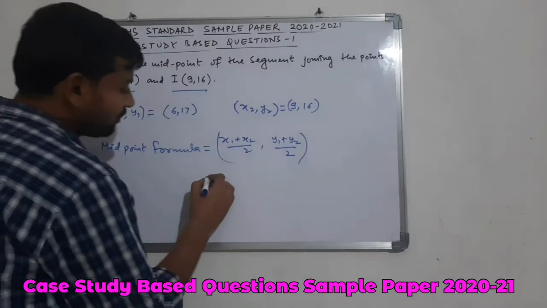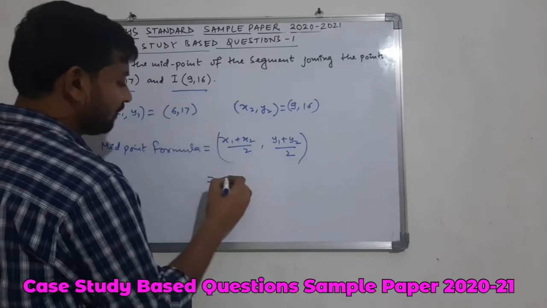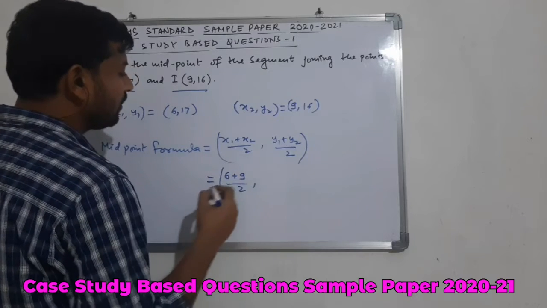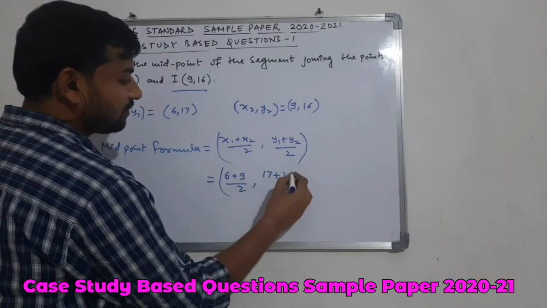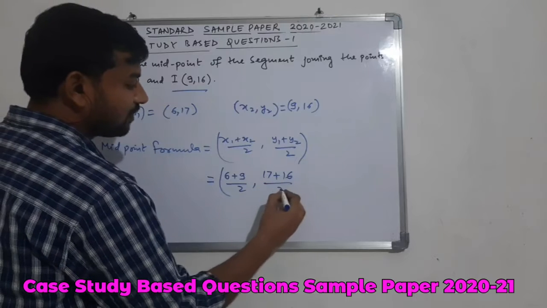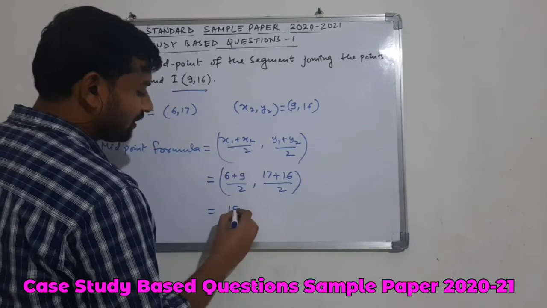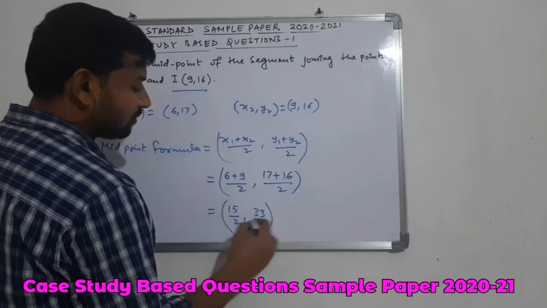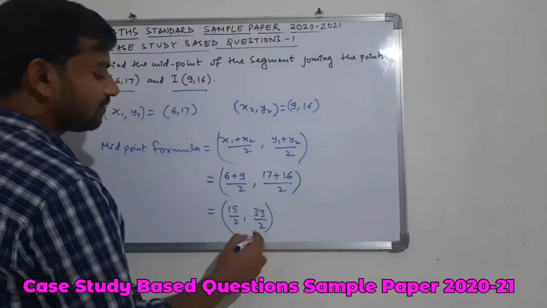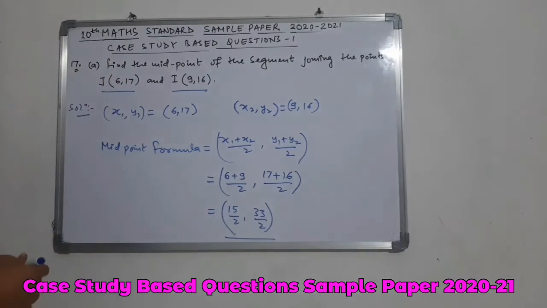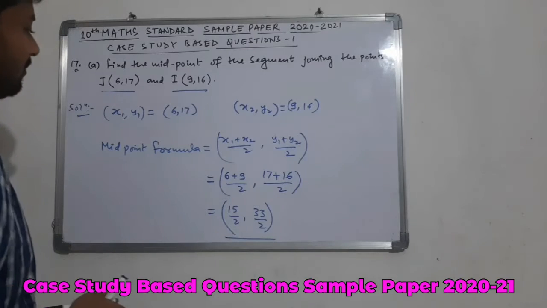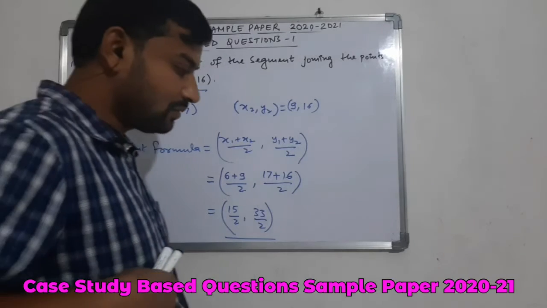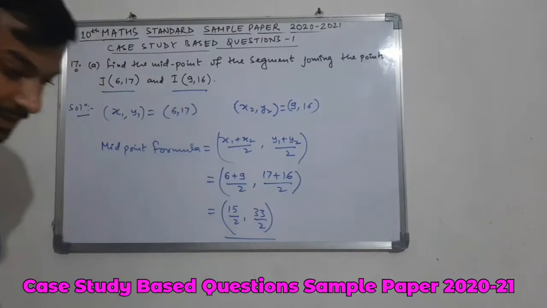So here let us substitute the values. x1 is 6, x2 is 9 upon 2, 17 plus 16, y1 plus y2 upon 2. So from here we are getting 15 by 2 and 33 by 2. So this is the correct answer. We have 4 different options here. So we can take the answer 15 by 2 and 33 by 2, which is your third option here.